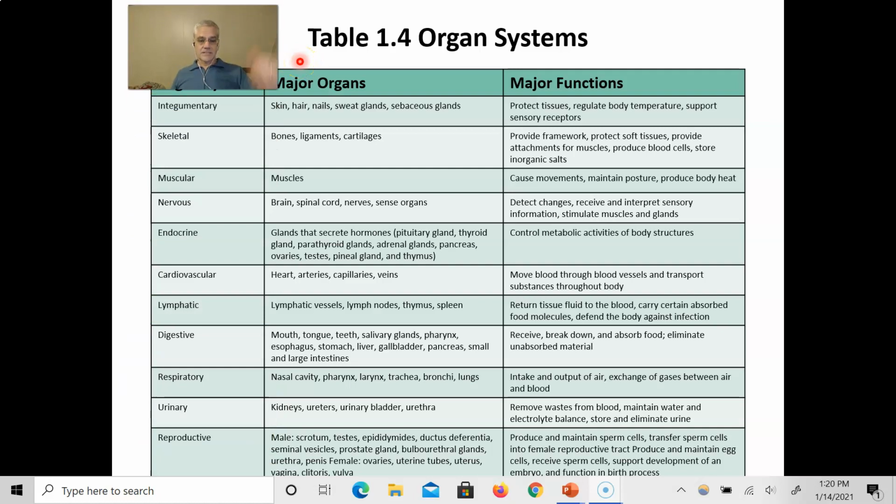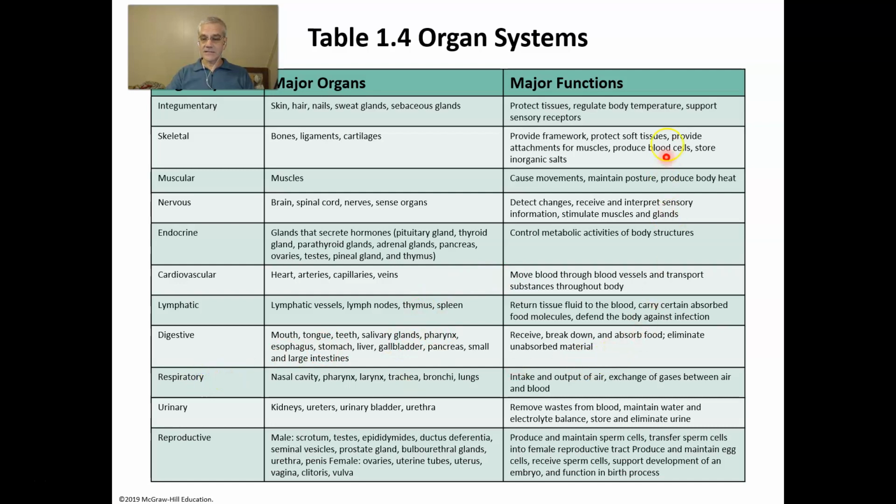Here they are, 11 systems. Here's what they do, the major organs that are included in those and the major functions. And it's pretty remarkable to look at all of the things that all of these different systems do and the multiple tasks that each organ system has. There is no organ system in the body that has one task. They have multiple tasks.